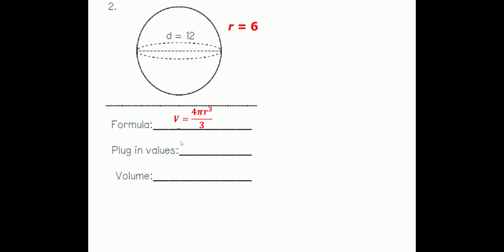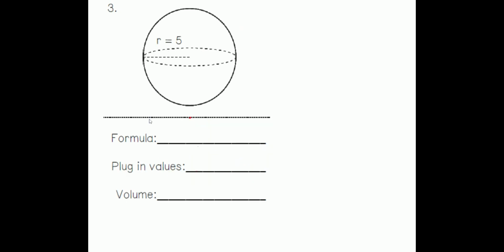Let's go ahead and plug in our values. V equals 4 times pi, which is 3.14, times radius, which is 6, not 12, divided by 3. If you multiply the top out, 4 times 3.14 times 6 times 6 times 6, you'll get 2,712.96 divided by 3. Once you divide it, you should get 904.32.